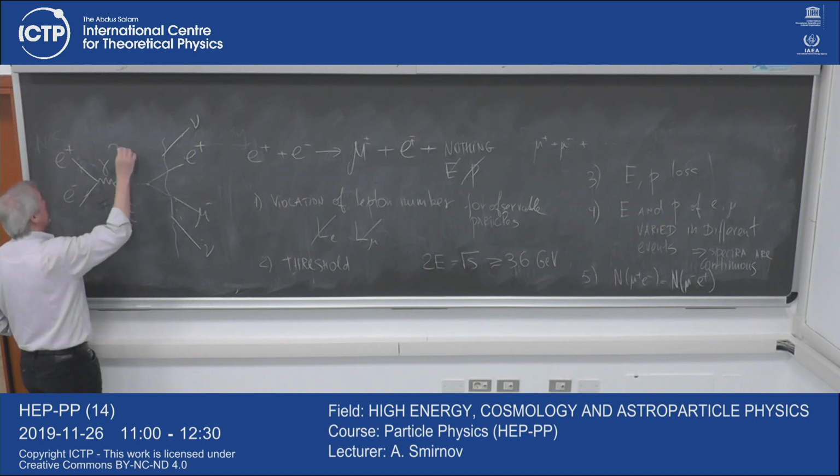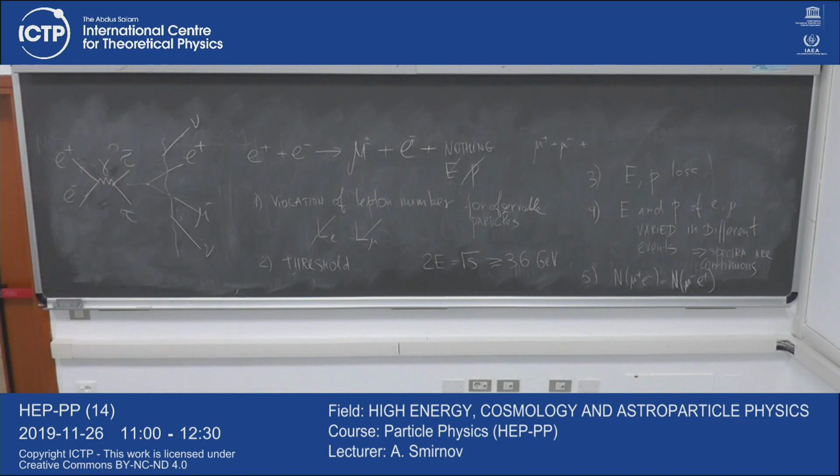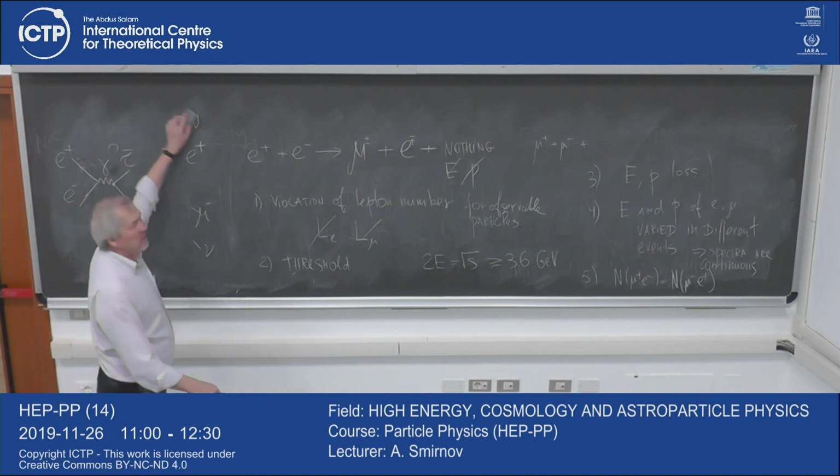And let me put this as tau. Then tau plus decays into a positron and the electron neutrino and then tau antineutrino. And then tau minus decays into mu minus and mu neutrino and tau neutrino. Okay, you knew this?